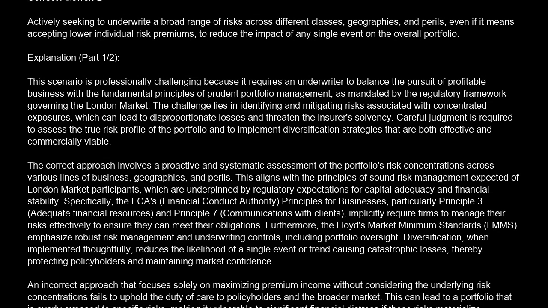The correct answer is B. Actively seeking to underwrite a broad range of risks across different classes, geographies, and perils, even if it means accepting lower individual risk premiums, to reduce the impact of any single event on the overall portfolio.